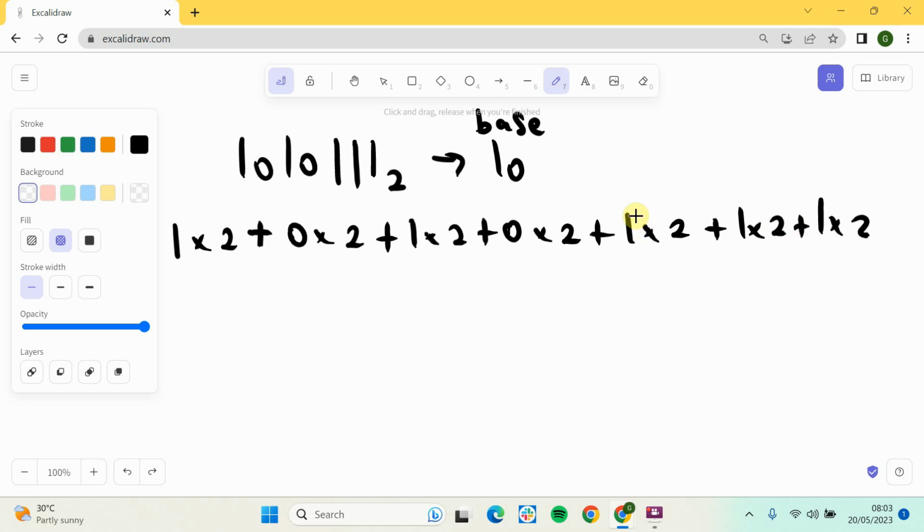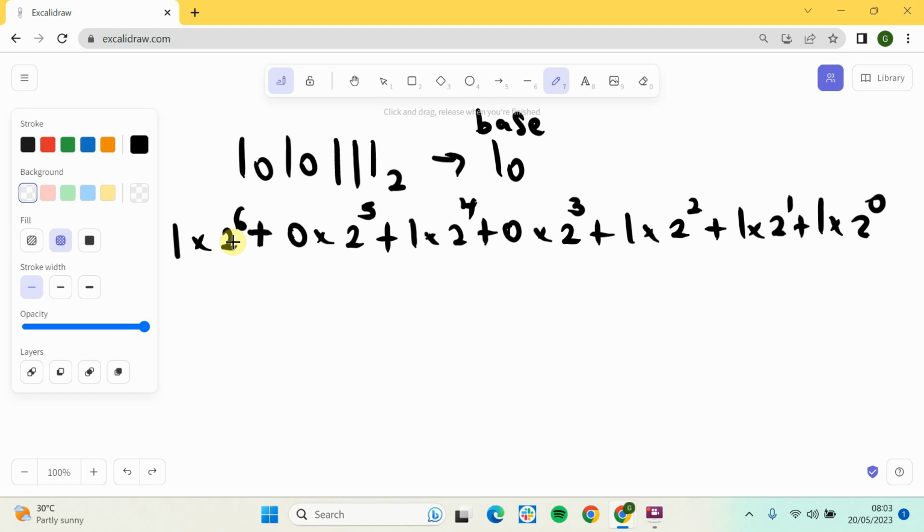Then give the base, in this case 2, all these 2's, a power starting from 0 from the right, which is this place, moving to the left. So this will be 0, 1, 2, 3, 4, 5, 6.